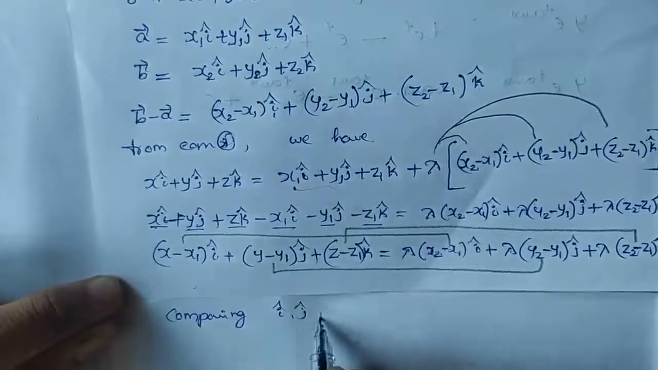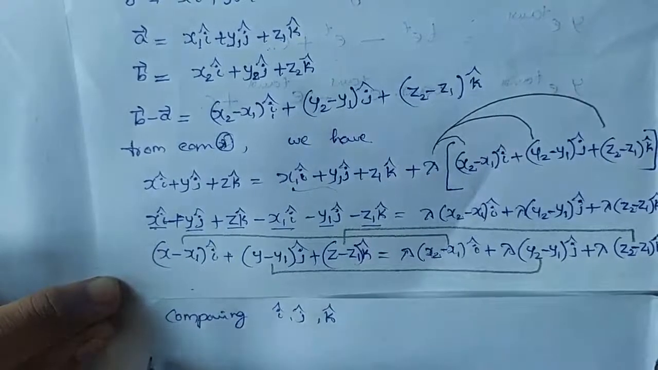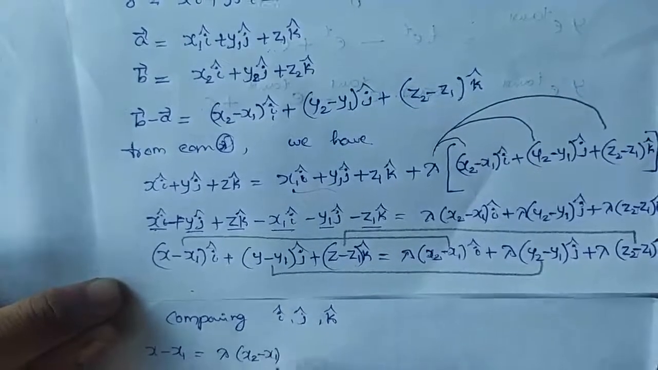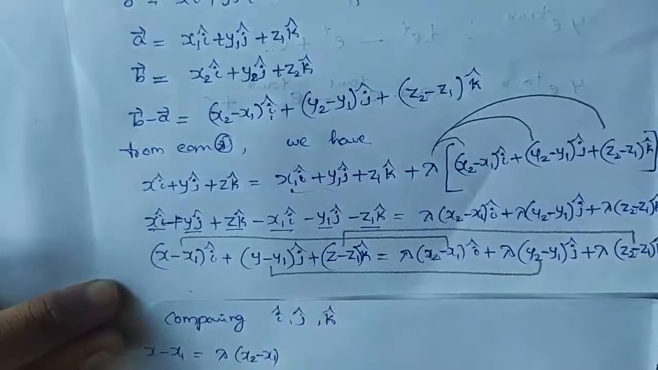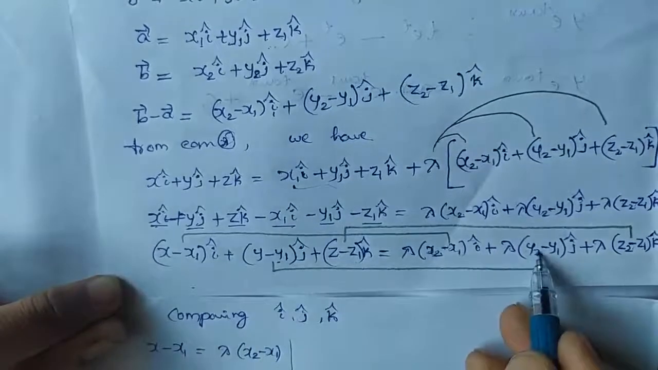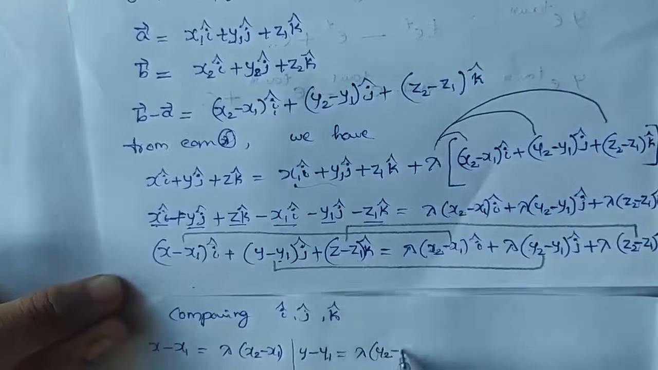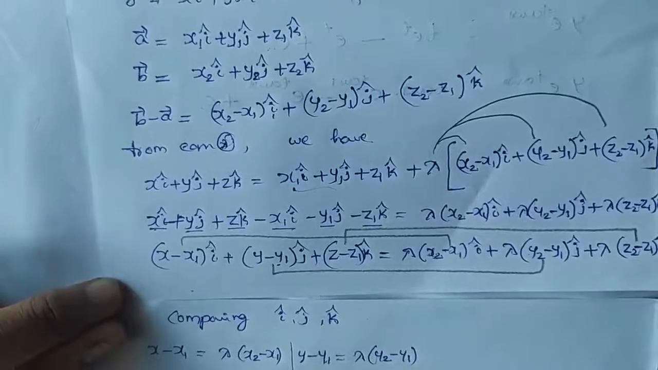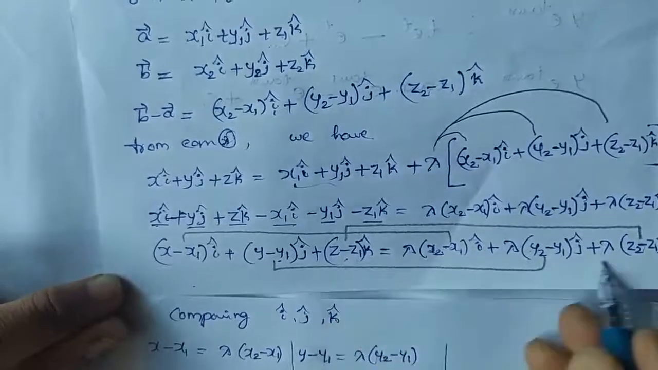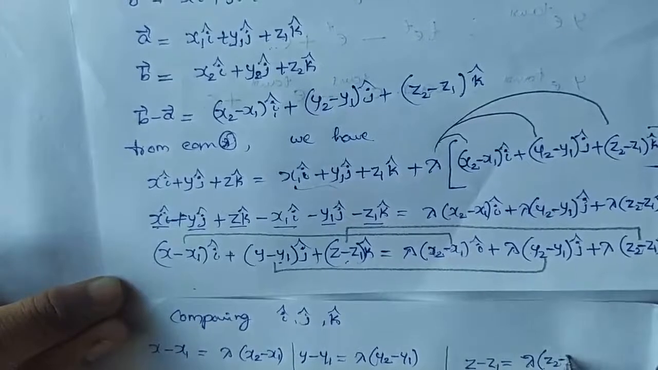Comparing i, j, k, we get x minus x1 equals lambda into x2 minus x1. Next, comparing j, y minus y1 equals lambda into y2 minus y1. Similarly, equating k components, z minus z1 equals lambda into z2 minus z1.